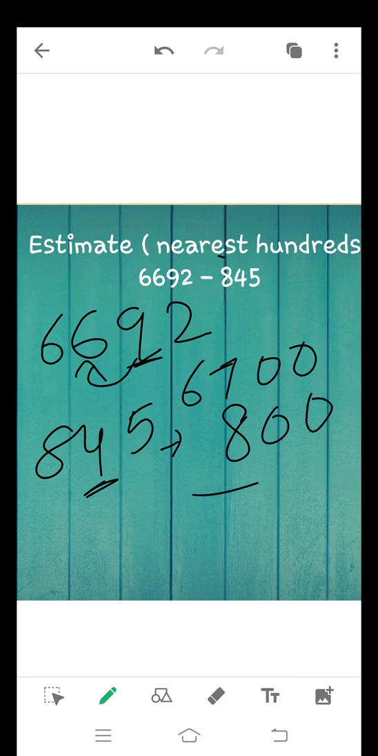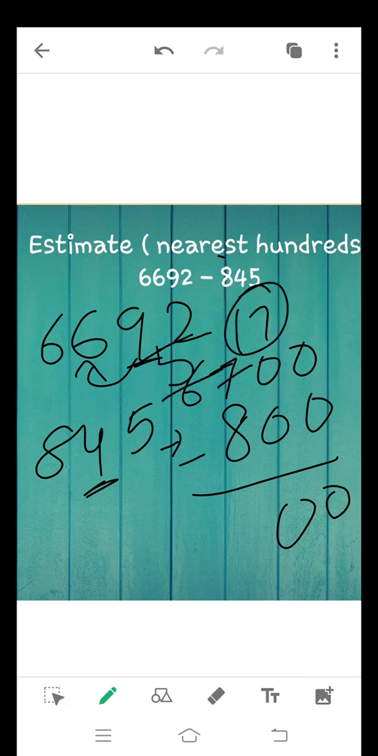Now subtract both the numbers. 0 minus 0 is 0. 8 can't be subtracted from 7, so we take borrow from 6. It becomes 6, 17 and it becomes 5. 17 minus 8 is equal to 9 and here it is 5. It is the estimated difference.